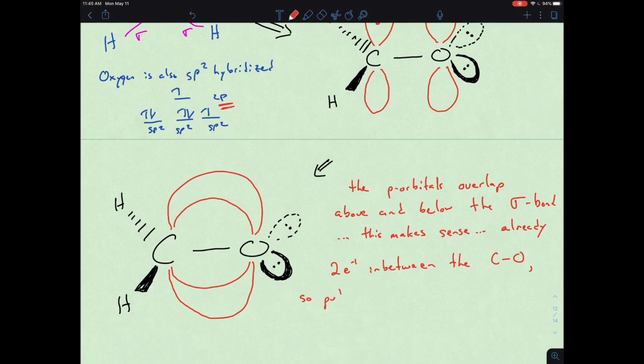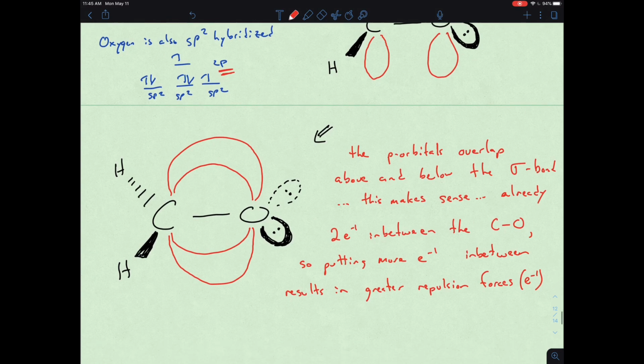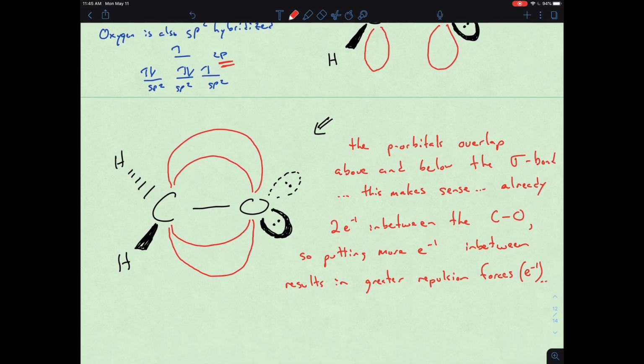So putting more electrons in between results in greater repulsion forces. Again, we're talking about these similarly charged electrons, right? So that results in greater repulsion if we do it that way.